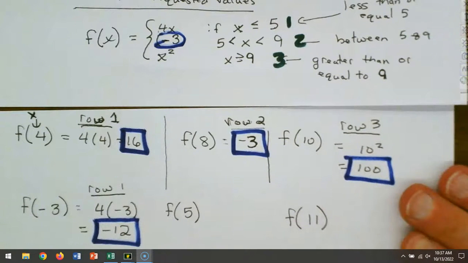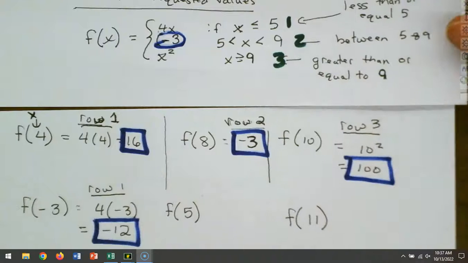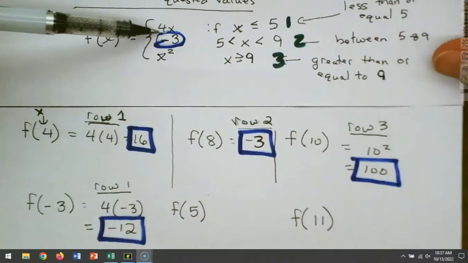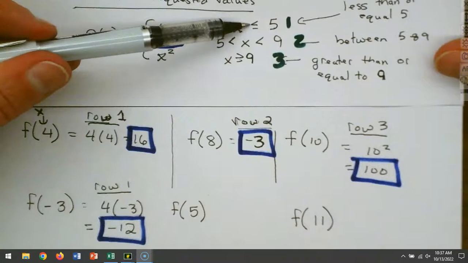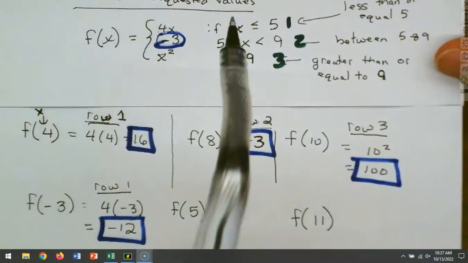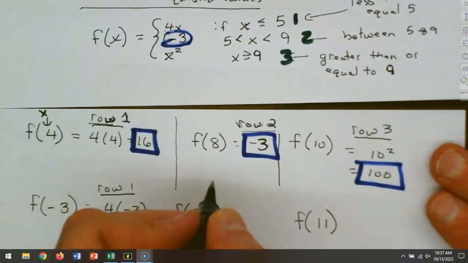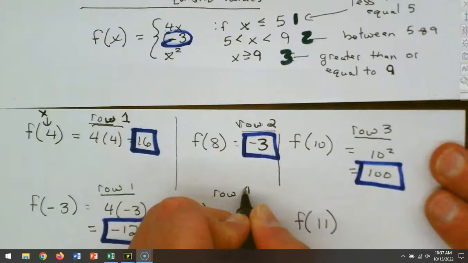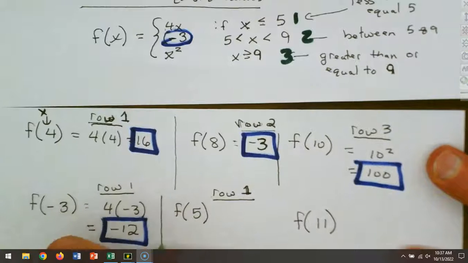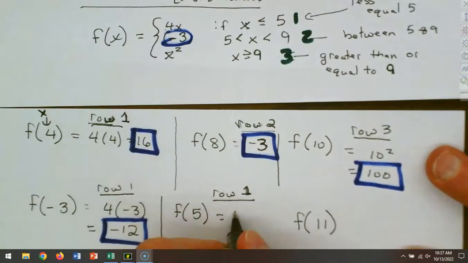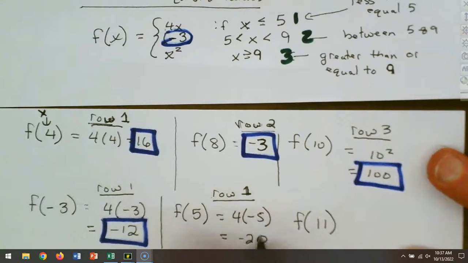What about 5? Which row would it be under? Now be careful with this one. Is it under first row or the second row? Okay, it's going to fall under what? The first row. Why the first row? Because it can equal. Be very, very careful with that. It can equal that 5, so it has to be under the first row. And what would that now be? That first row is going to be 4x, so that's 4 times a -5, which is then what? -20.